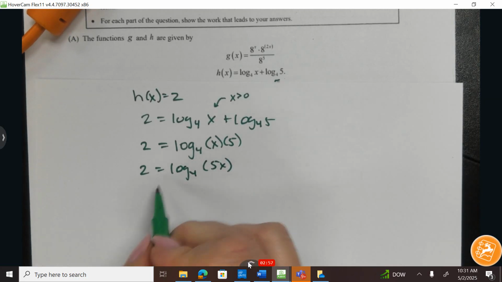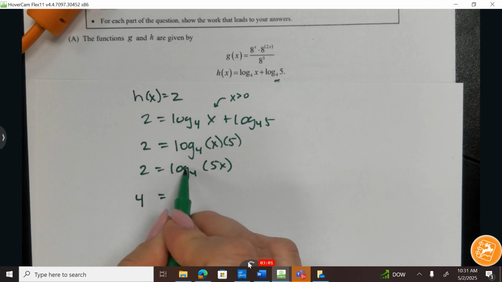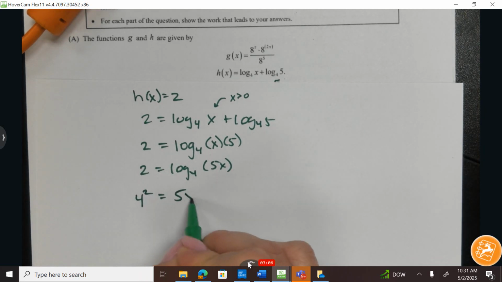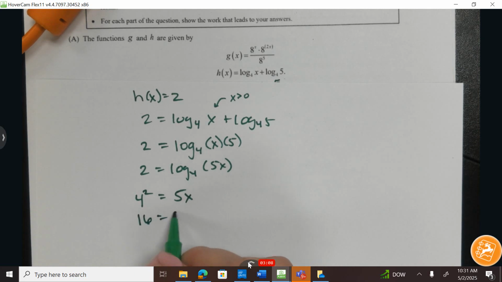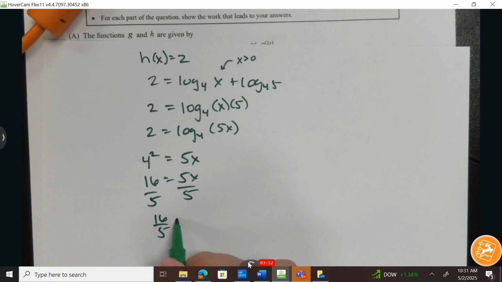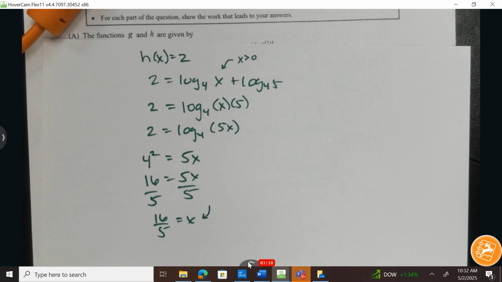And we're going to write this in exponential form. So it's the base raised to the value on the opposite side of the equal sign equals the value inside the log. 4 squared is 16. Divide by 5. And now I do need to check this answer. 16 over 5 is greater than 0. This is my final answer.